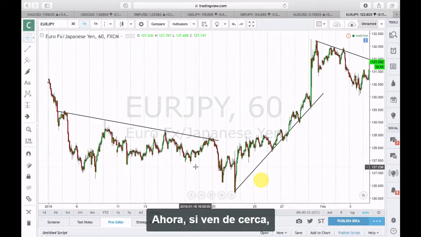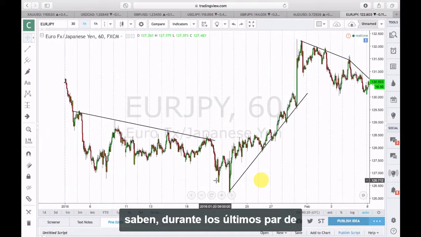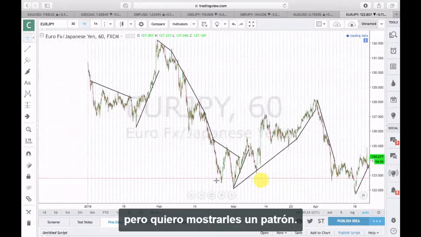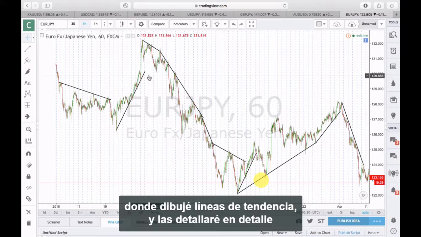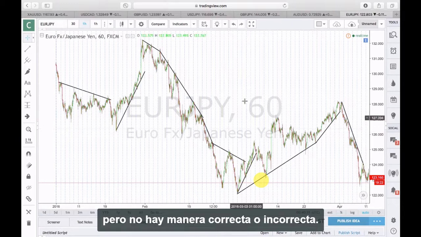Now, if you look closely, what I did was I marked up this chart with trend lines throughout the past couple days, months, whatever you want to say. But I want to show you guys a pattern. As you guys can see, you can see different areas where I drew trend lines, and I will break it down in detail of why I drew these lines. But there is no right or wrong way.